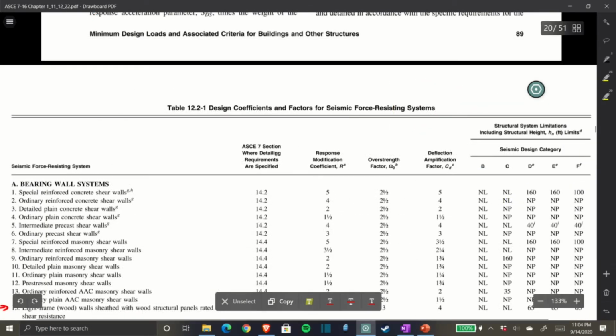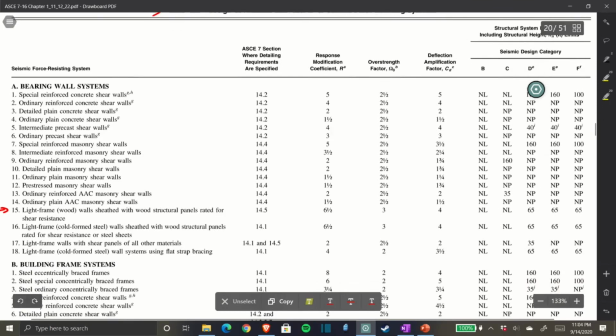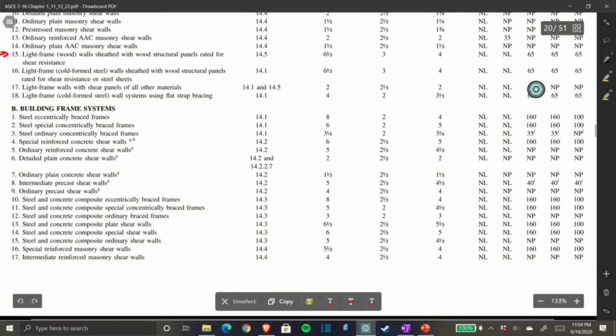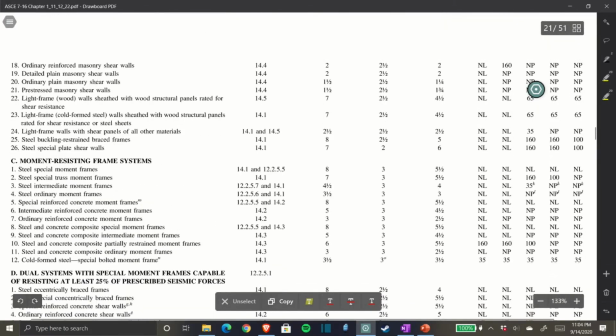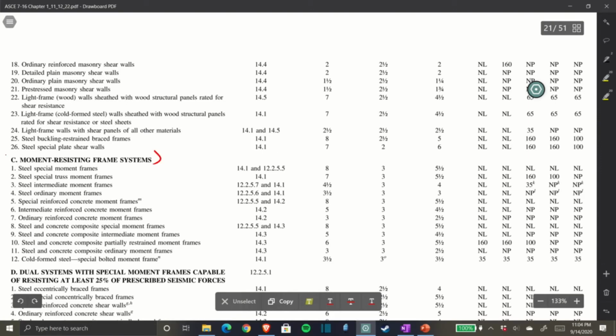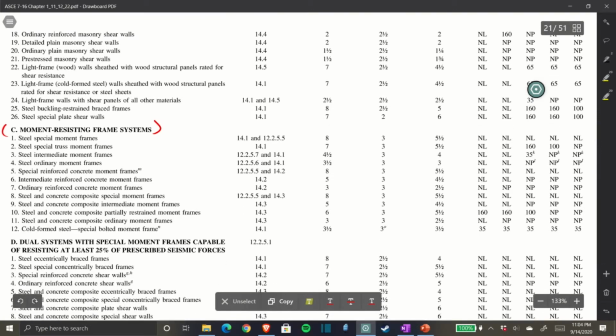Here we are, table 12.2-1. Let's scroll down here. We've been here before. We know what we're doing. Well, let's see what we have. Building frame systems, steel eccentrically braced frames. No, we're looking for moment frames. Okay, so here we go. Moment frames section. And right at the top there, steel special moment frames. We're going to assume in this problem that we're using special moment frames. There's almost absolutely no way that you're not permitted to use ordinary moment frames for the height of the structure that we have. That's in the code, but I'm not going to get into that right now.